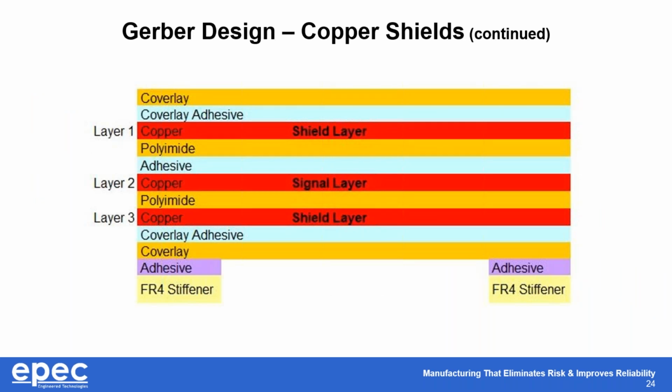Side profile construction of a 3-layer flex circuit with shield layers, again, very simple. The design started off as a 1-layer with just the signal layers, then layers 2 and 3 were added as ground poured shields.